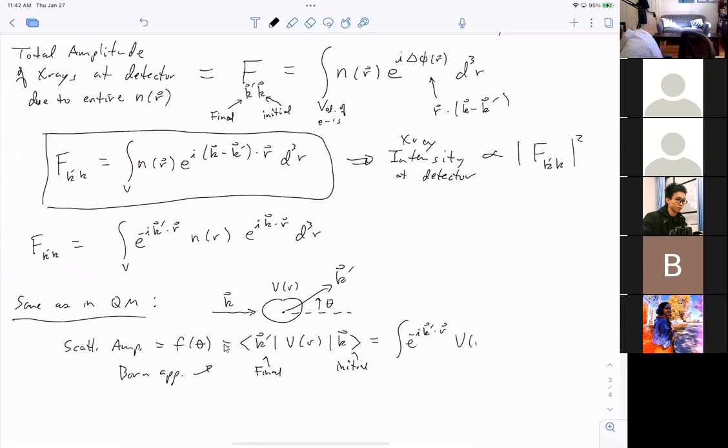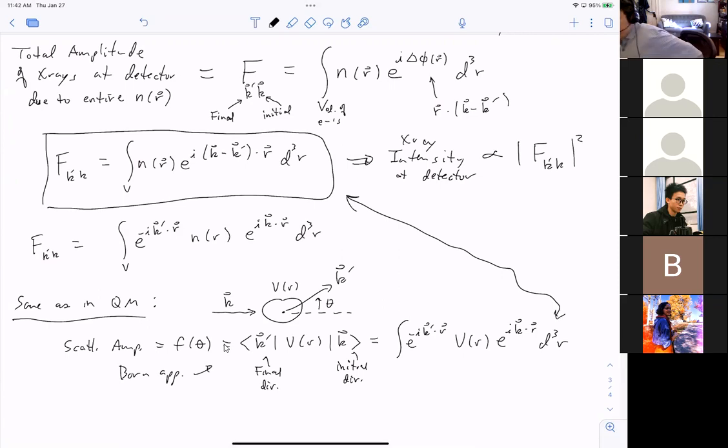And then V of r is the scattering potential, and e to the i k dot r is the initial direction of the particle. And that's the initial direction, and that's the final direction, d cubed r. And I just want you to see that these are the same integrals. Look at them. So what we just did was this very simple little Huygens principle, classical.